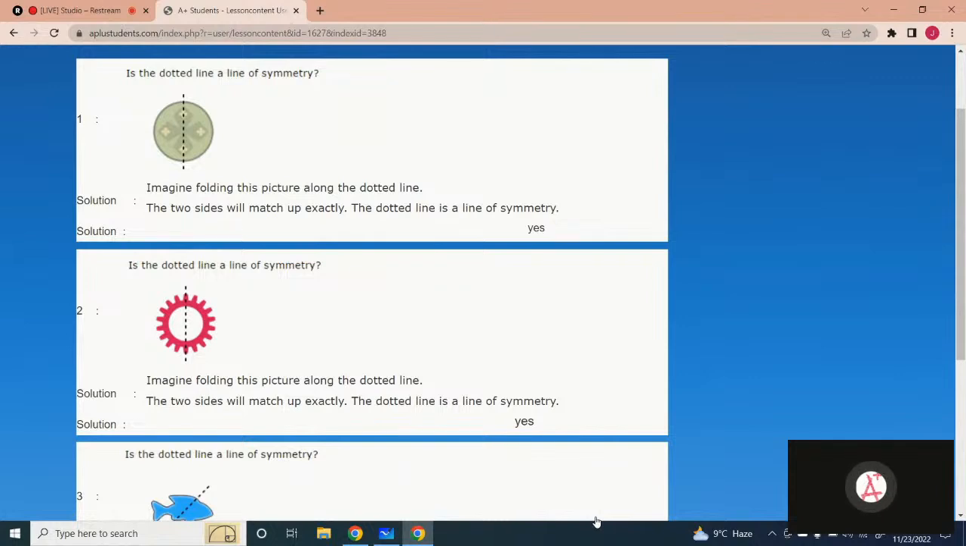Got it? Line of symmetry means when you fold the image along a line, the two sides exactly match each other. Got it? So the first one has a line of symmetry. Just look at the second one. Is the dotted line a line of symmetry? Yes, it is. Imagine folding the picture along the dotted line. So the two sides will match up exactly. The dotted line is a line of symmetry. Got it?